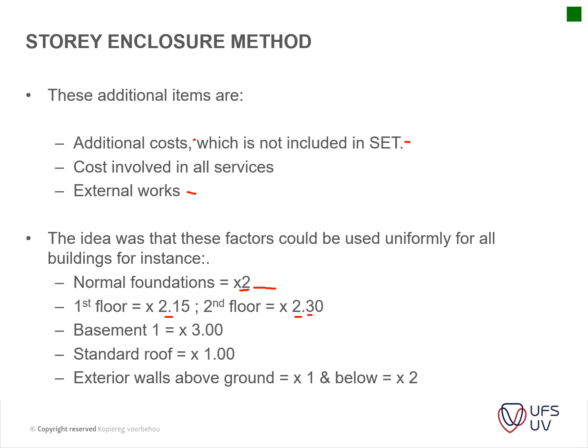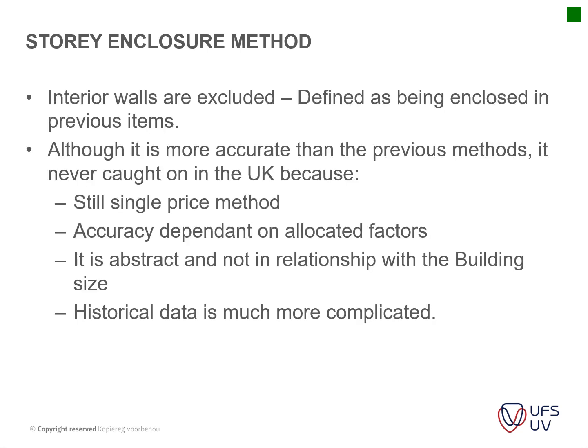The main thing you can deduce is that certain types of construction areas have certain factors that influence the cost of the building. For instance, a standard roof will have a multiplying factor of 1. The exterior walls above ground will have 1, and below ground, for instance, times 2. The interior walls are excluded, defined as being enclosed in the previous items. But that is just a definition. You will see how it actually works in practice a little bit later on.